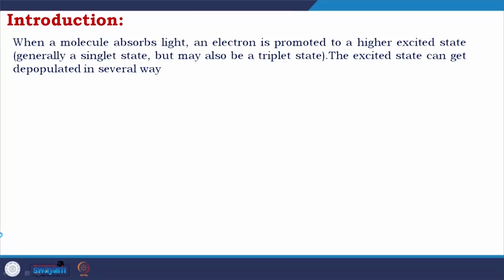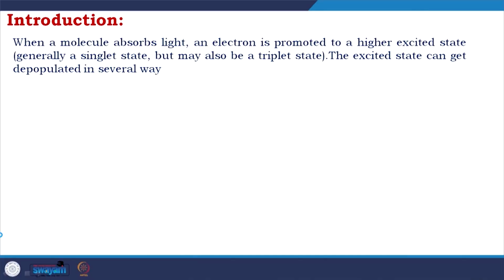To introduce fluorescence, when a molecule absorbs light, a lot of electronic phenomena take place. An electron after absorbing light is promoted to a higher excited state. It generally should be a singlet state, but there are exceptions, it could also be a triplet state. The excited state can get depopulated in several ways.